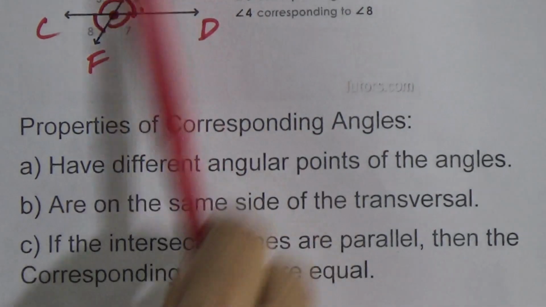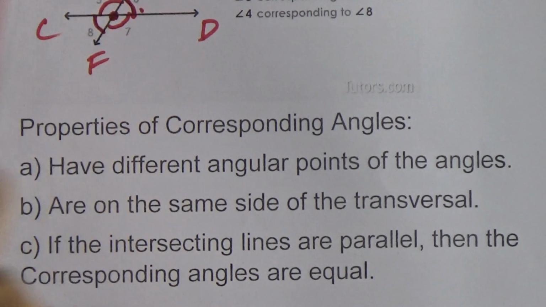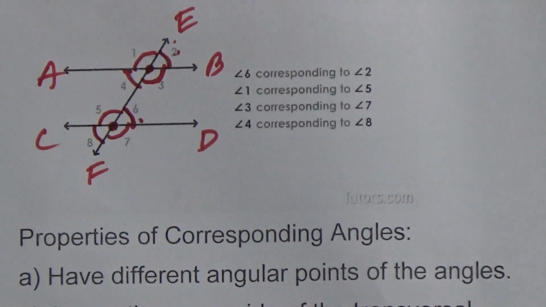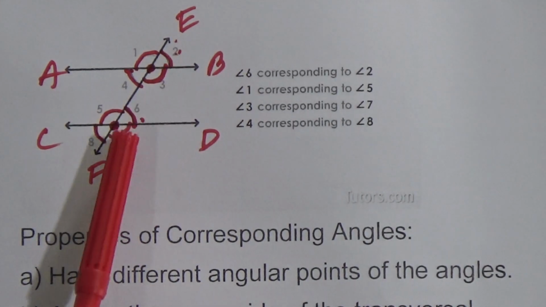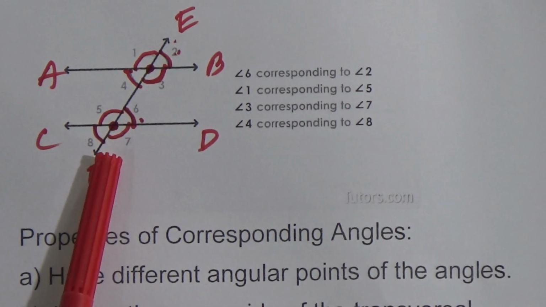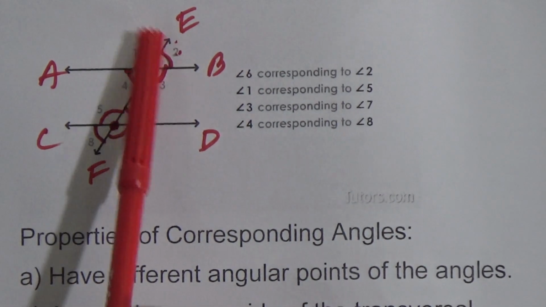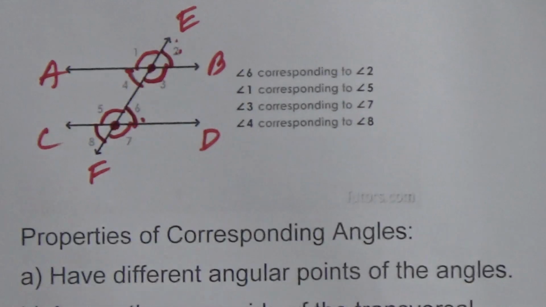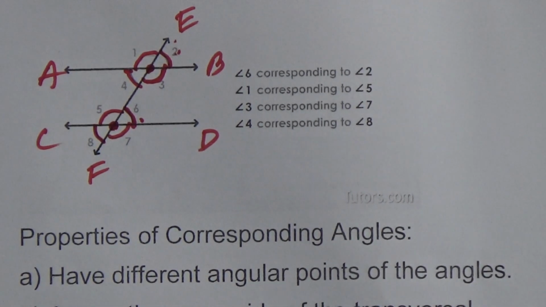They are on the same side of the transversal. If EF is the transversal, then the angles will lie on the same side. Suppose here 2 and 6, 3 and 7 lie on the same side, and 1 and 5, 4 and 8 lie on the same side.